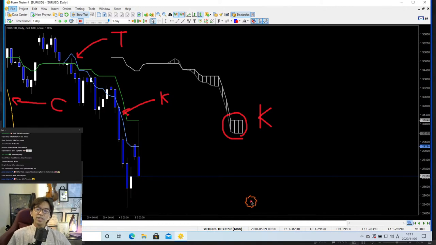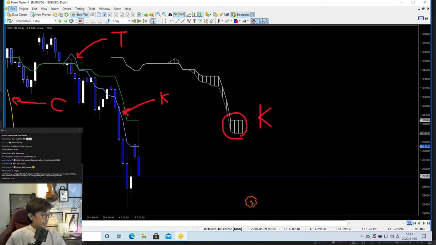Alright, so first, what do you look for? Can you recall? Anybody on the chat? Can you recall whether Kumo breakout or Chikou-span breakout or Tenkan-sen, Kijun-sen, Gold Cross, which one should come first? Can you type the answer now? I just wanted to make sure that you understand the concept well.